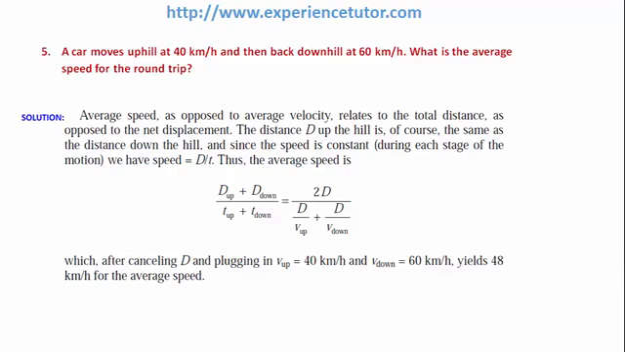So d up plus d down is the total distance covered, and t up plus t down is the total time taken. Therefore, 2d upon d upon v up plus d upon v down. So if we cancel d and put v up as 40 km per hour and v down as 60 km per hour, we'll get 48 km per hour as the average speed.